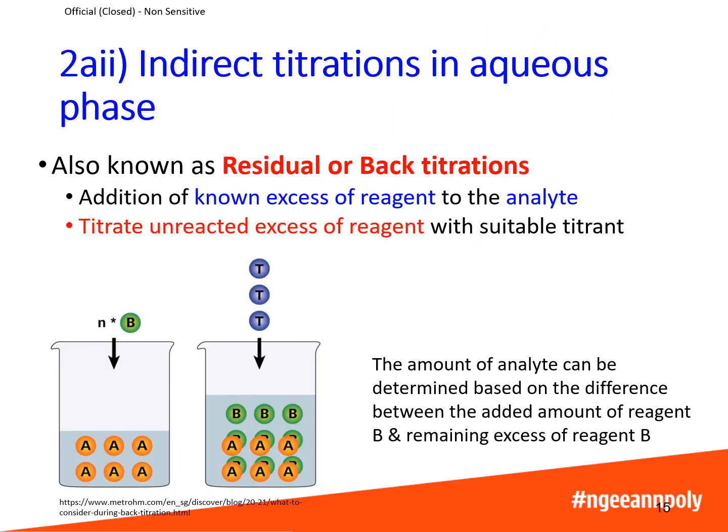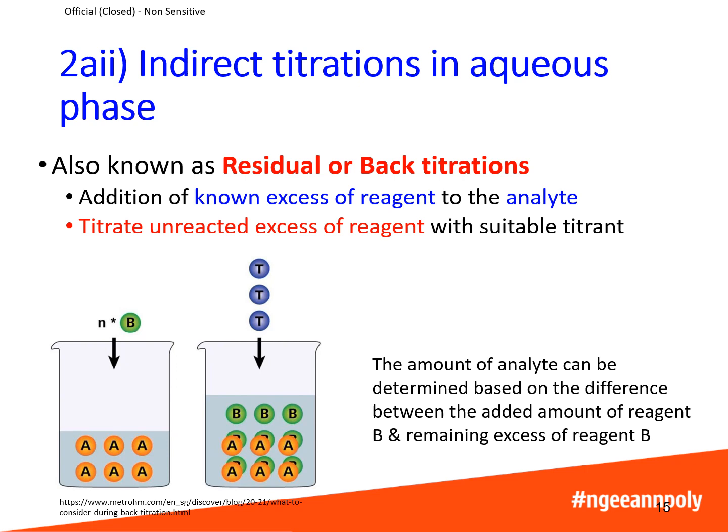Besides the direct titrations that we are all very familiar with, another method for titrations is indirect titrations. This is also known as residual or back titrations. Indirect titrations take place in 2 steps. In the first step, a reagent is added in excess to the analyte, and the reagent will react with the analyte. In the second step, the amount of unreacted excess reagent is then determined through titration.